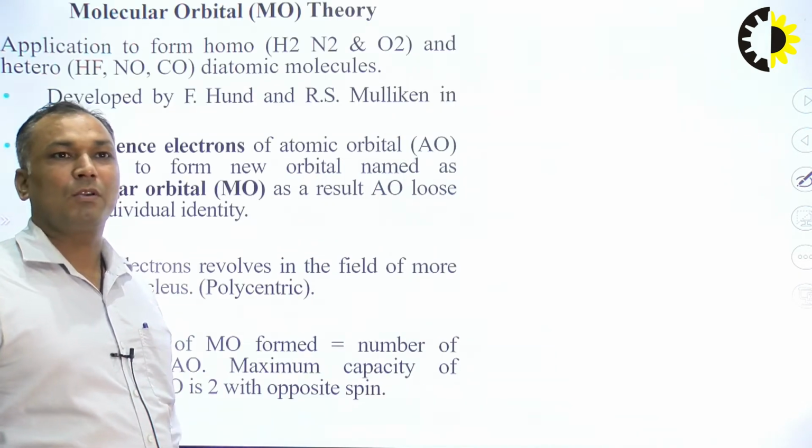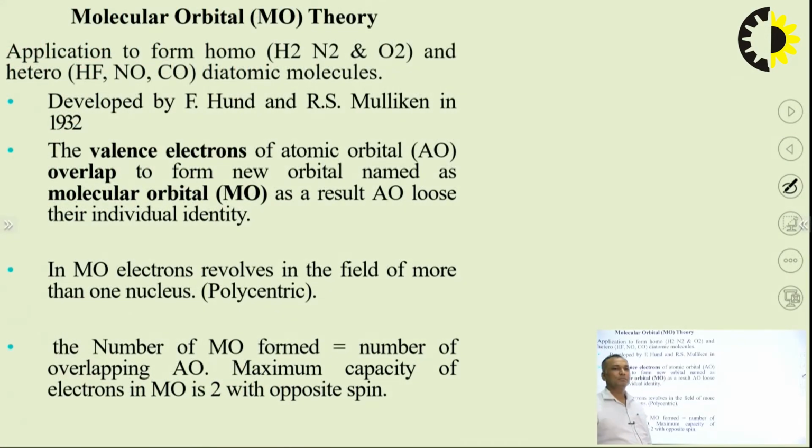The topic is molecular orbital theory and its application. As you all know, this theory was developed by Hund and Mulliken. By this theory, we would like to explain the diagrammatic representation or molecular orbital diagram of hydrogen, nitrogen, oxygen, which are homodiatomic molecules, and HF, NO, CO, which are heterodiatomic molecules.